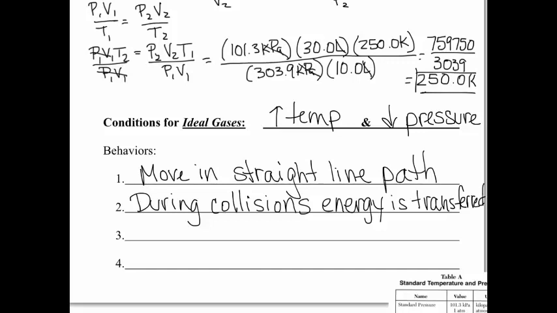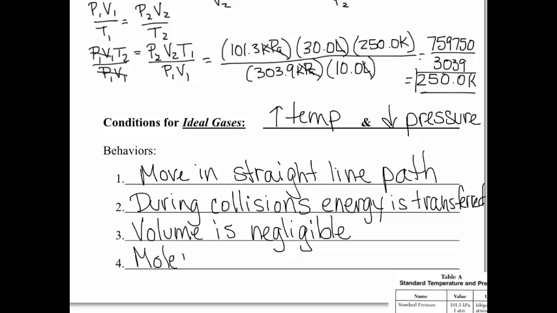Also, because they are so fast moving and very little pressure going on here, the volume of the gas is negligible. And that just means it's so little that it's not even measurable. And then the most important part is that the molecules are not attracted to each other. And that's probably the hardest thing to do because they do always have attractions to each other.